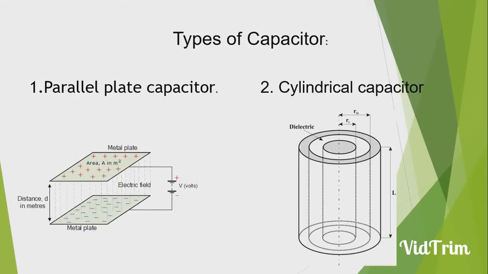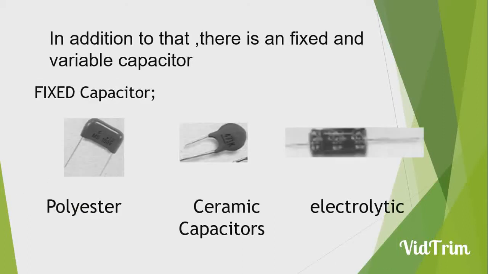Now we are going to see the types of the capacitor. Normally there is a parallel plate capacitor and cylindrical capacitor in usage. What is the difference between parallel plate capacitor and cylindrical capacitor? In a parallel plate capacitor there are two plates separated by a dielectric, and in a cylindrical capacitor there are circular plates and inside it there is a dielectric. This is the difference between these capacitors.